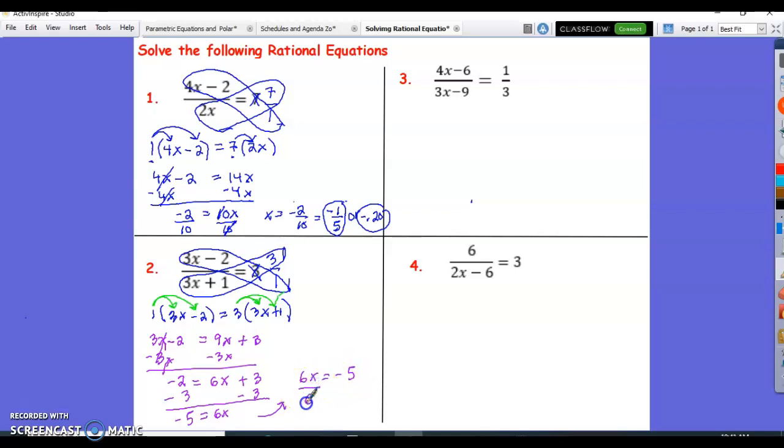We can divide both sides by 6, and your x is going to be equal to -5/6. And like I said, if you want to change that to a decimal, you can just divide -5 by 6.